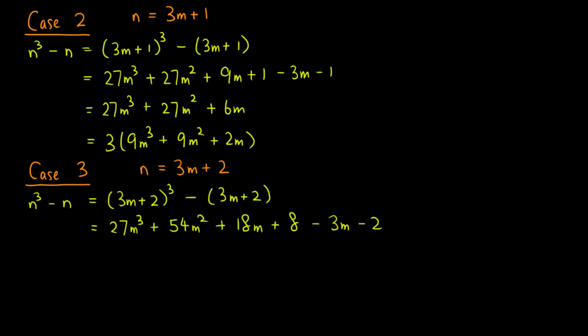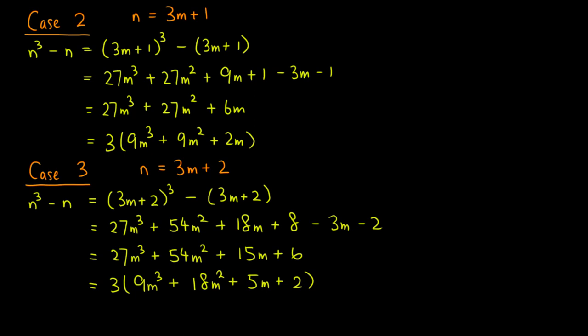Upon expanding the brackets, we get 27m cubed plus 54m squared plus 36m plus 8 minus 3m minus 2, which equals 27m cubed plus 54m squared plus 33m plus 6, which equals 3 times 9m cubed plus 18m squared plus 11m plus 2. Again, a multiple of 3 as expected. So in any of the cases, n cubed minus n is 3k for some integer k.